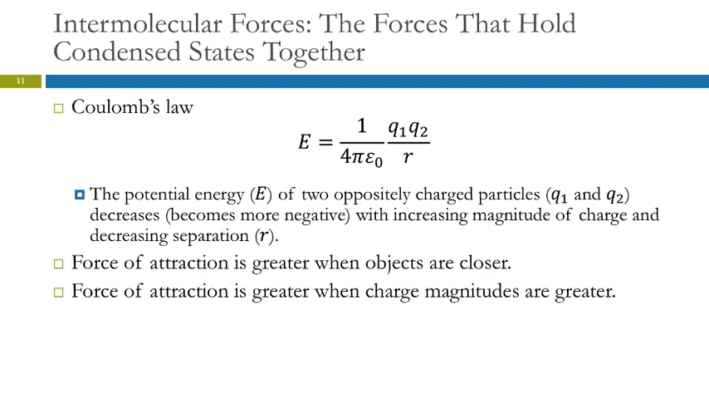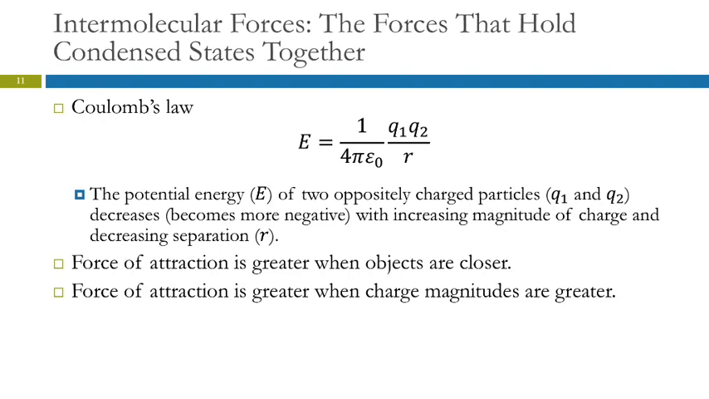So E is going to become more negative as Q1 and Q2 are larger and larger. So if you have a negative 1 and a positive 1 versus a negative 2 and a positive 2, the higher charge is going to have a stronger attraction. The other thing that affects the potential energy is R, and that's the distance between the particles. So if the particles are further apart, the force of attraction is less.